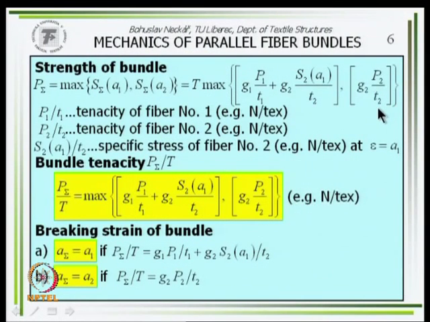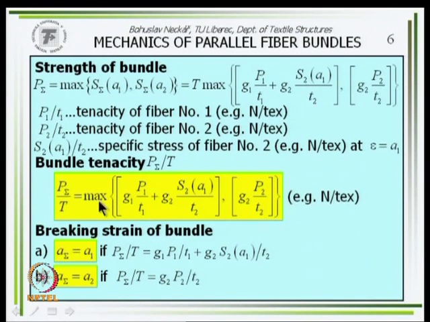Similarly, what is P2 by T2? This is the tenacity of fiber number 2, the green fiber. And when we divide by T on the left-hand side of our equation, we obtain the ratio P sigma by T. And what is this? That's evidently the tenacity of our bundle, so we can write our equation in such a form.